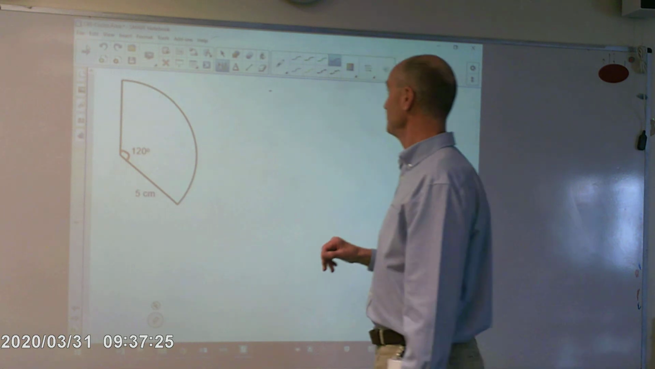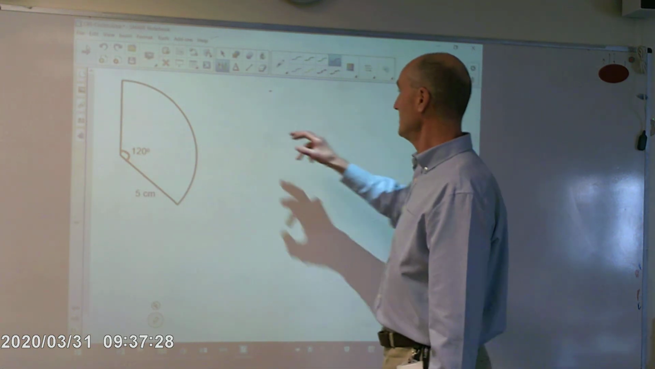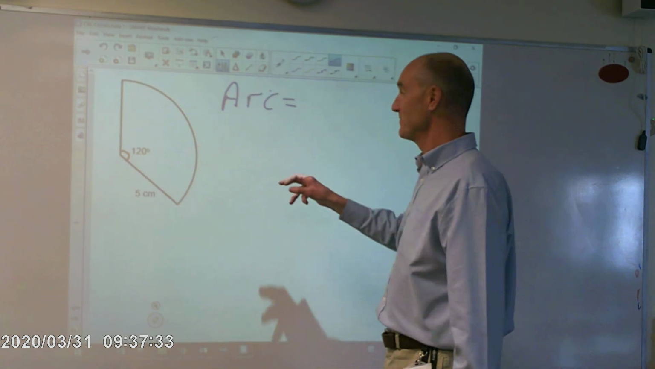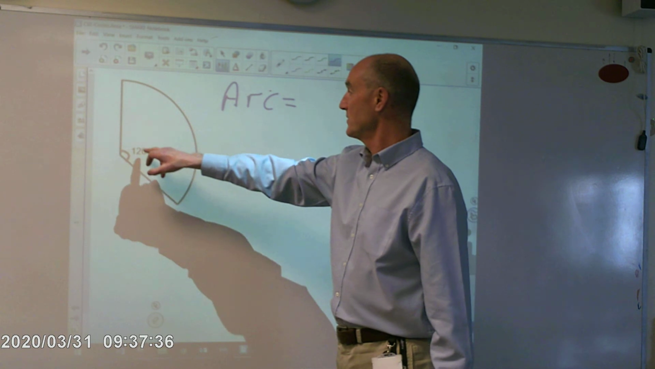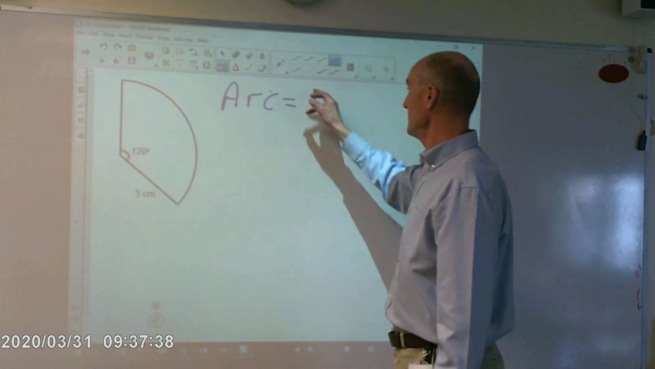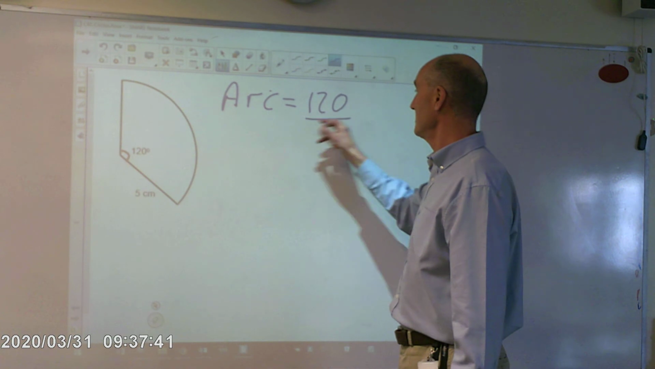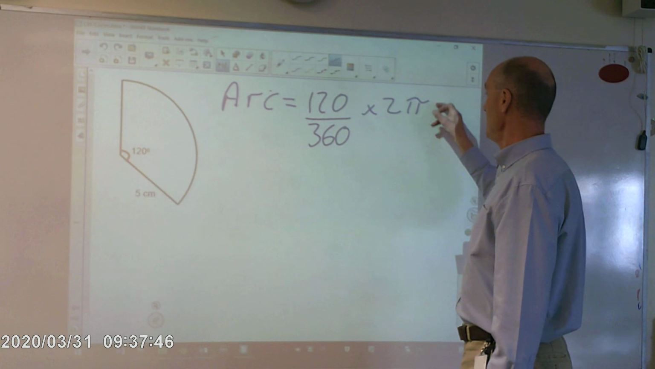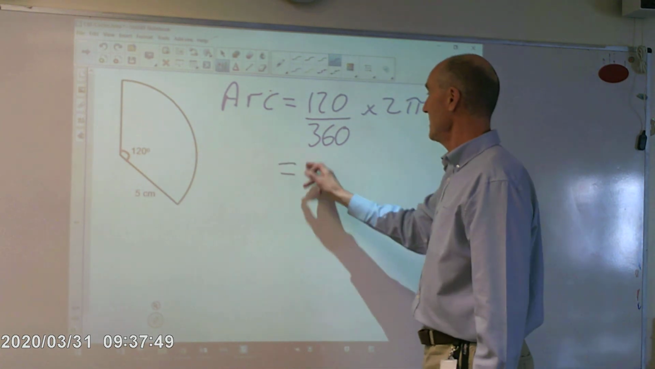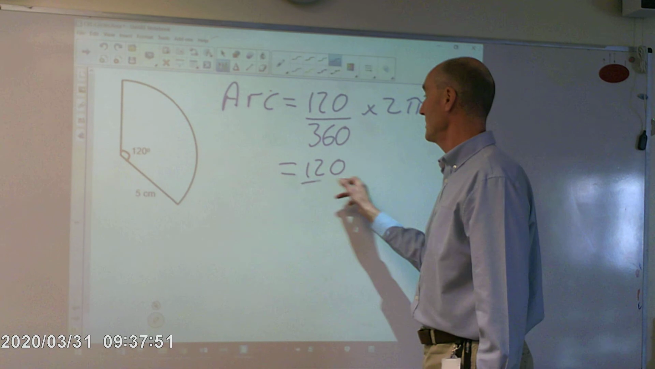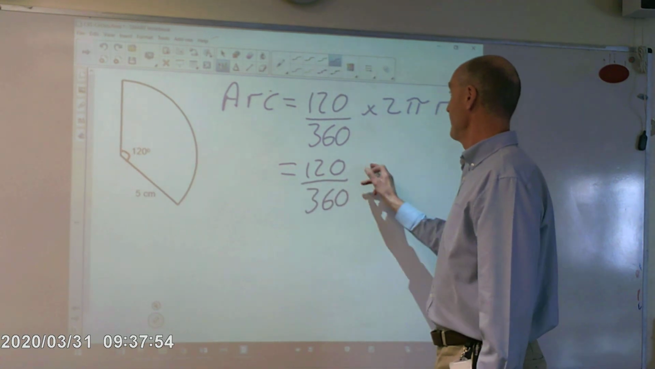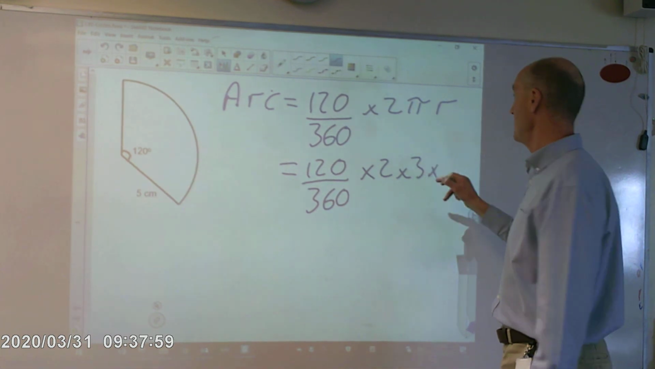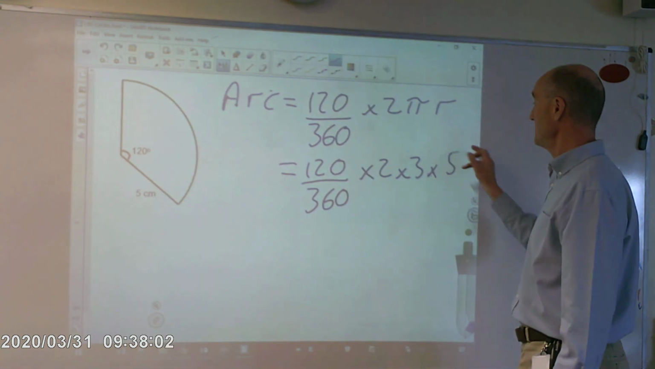Last example. So, arc is going to be how much have we used up out of our 360? We've used 120 up out of our 360, multiplied by 2 pi r. Substituting our numbers, 120 over 360, multiplied by 2, multiplied by 3, taking 3 as a value of pi, and then r is 5 centimetres here.